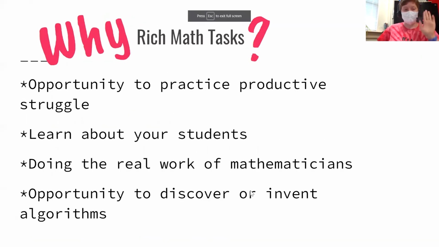I'm going to pause, and I want you to read through the Why Rich Math text to yourself.